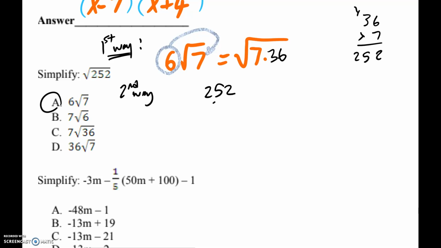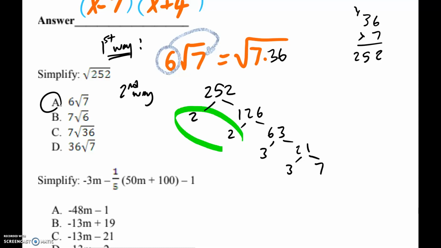Second way, 252 is an even number divisible by 2. 126 is divisible by 2. I think 63. 63 is divisible by 3. 21. 21 is 3 times 7. Now I want you to observe 2 times 2 is right here. 3 times 3 is right here.